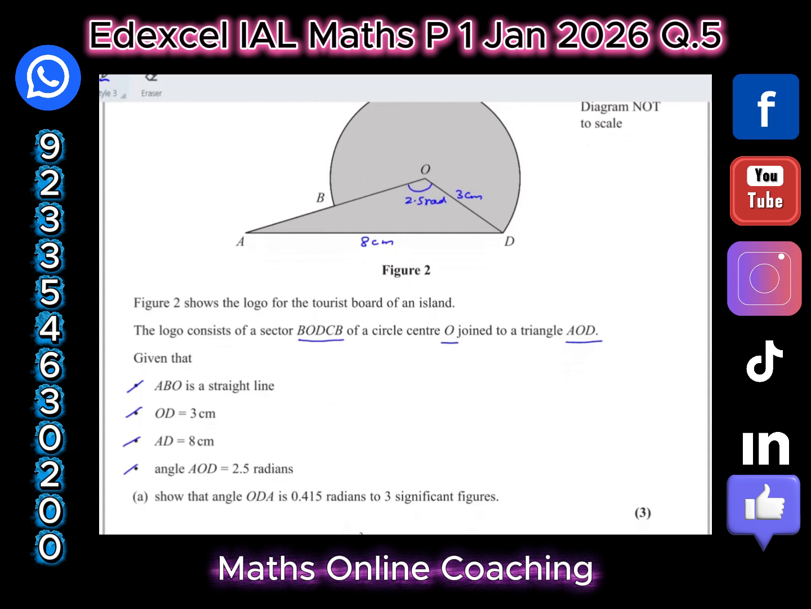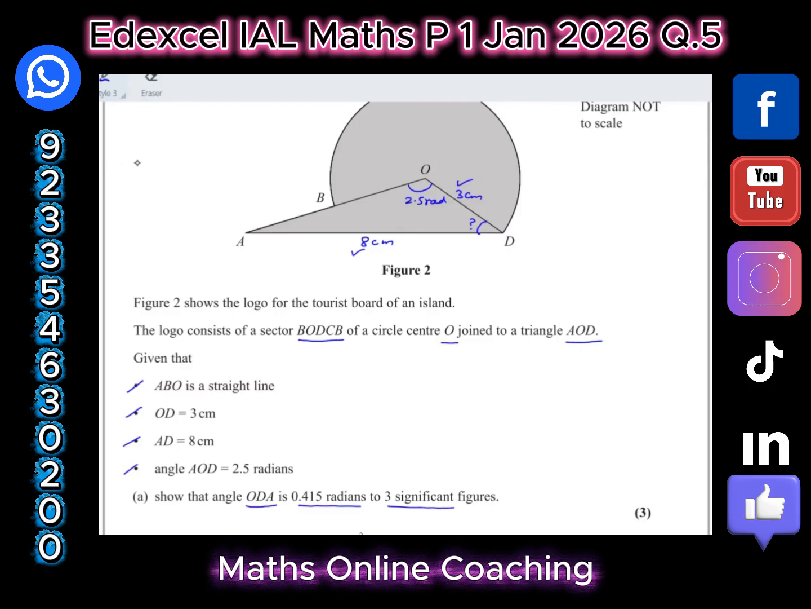Part A, show that the angle ODA is 0.415 radians to 3 significant figures. Angle ODA is to be determined. To find this angle, we can use the law of sines in triangle AOD. This is an oblique triangle, not a right triangle, so we can use the rule of sines here. To apply it, we need two sides and their opposite angles. So we use the two given sides, 3 centimeters and 8 centimeters.